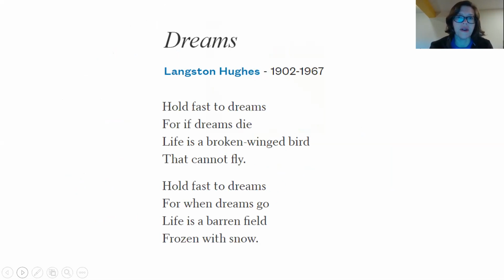to 1967. And so the mood of this one is a lot different than the previous one. This is not what we call a humorous poem. It has a different mood to it. It's called Dreams. Hold fast to dreams, for if dreams die, life is a broken-winged bird that cannot fly. Hold fast to dreams, for when dreams go, life is a barren field frozen with snow.